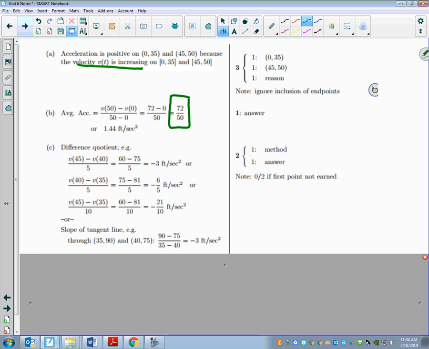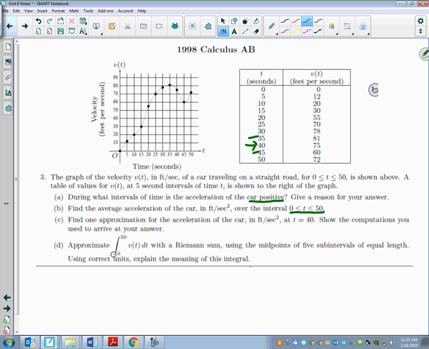Notice that they did so many different things. This is probably what I would have done, the average velocity, average acceleration function. And it says you could also use the slope of the tangent line between those 2 points to get that. All right, so 1 point for the method showing your work and 1 point for the answer.